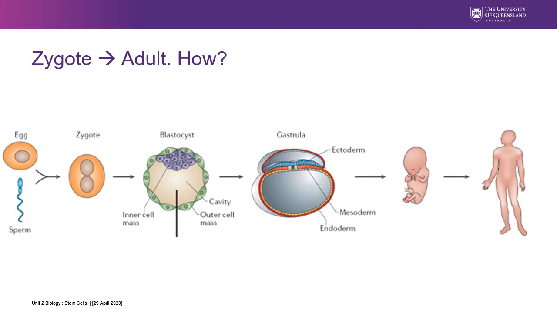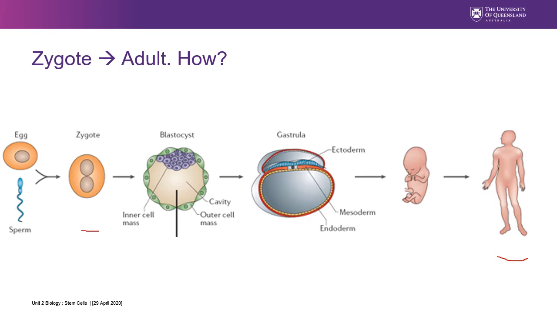Everyone starts out as a single microscopic cell called a zygote. A zygote is a fertilized egg. How do we then become such a complex multicellular organism? So let's talk through the diagram.